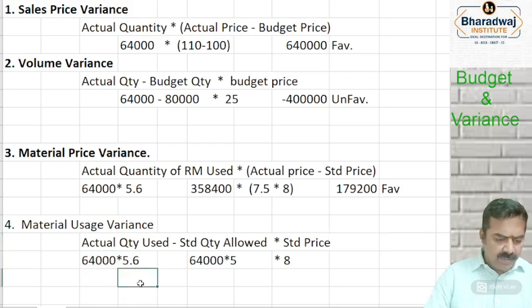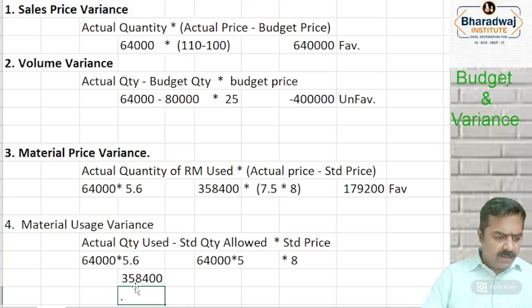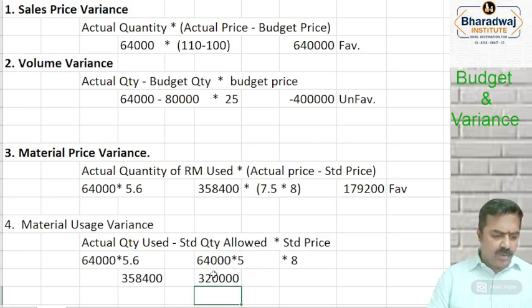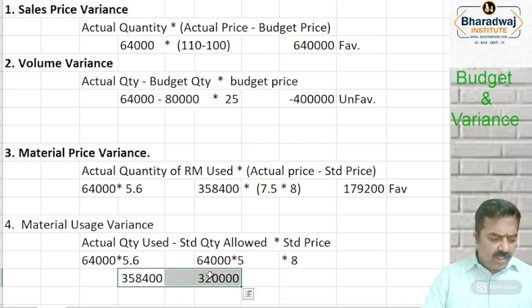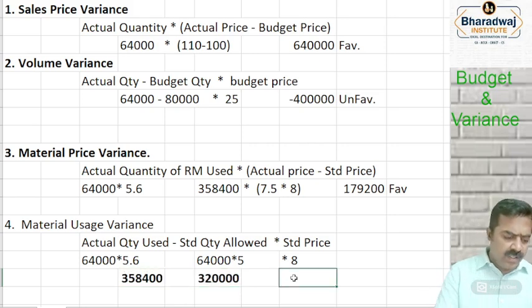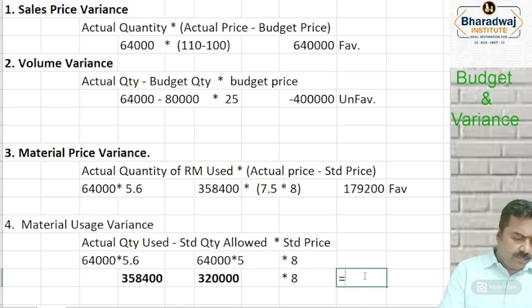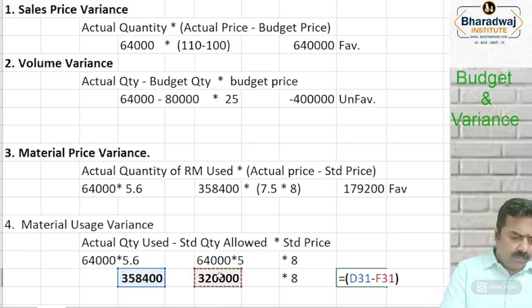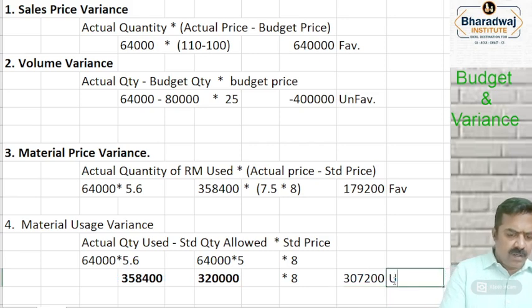So what is actual quantity used? 64,000 into 5.6. This is actual quantity used. This is the allowed quantity for this output. The difference into 8. We can find actual quantity is used more than the standard quantity. So this is unfavorable.